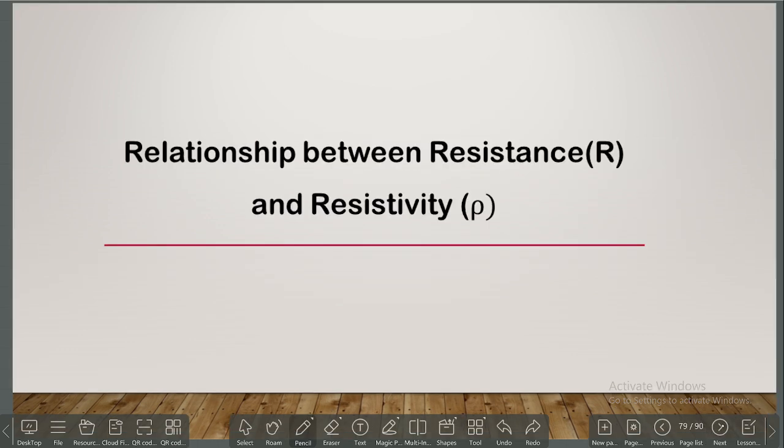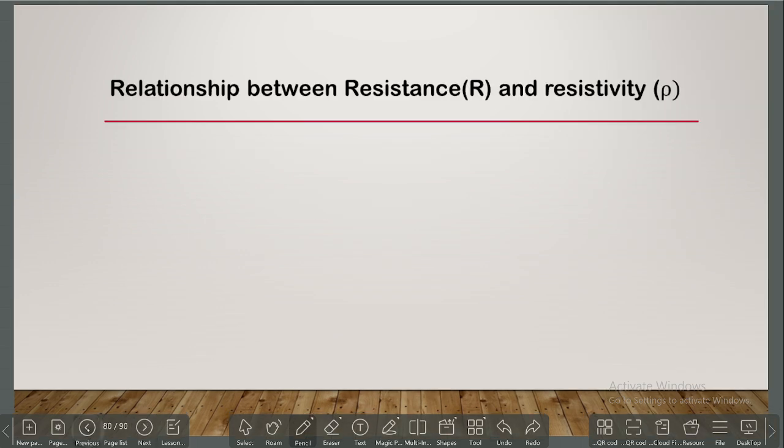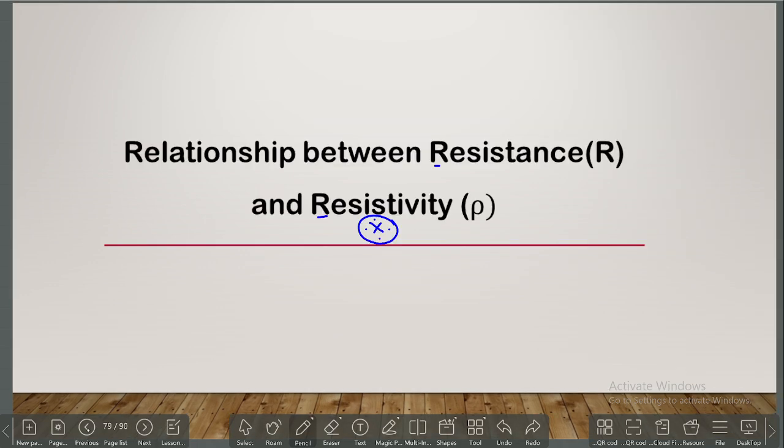Next, the relationship between the resistance and resistivity. So we are going to introduce a new term which is called resistivity. We'll come to know what is meant by resistivity. Resistance, we already learned what it means. It's the property of the conducting material which opposes the flow of current.